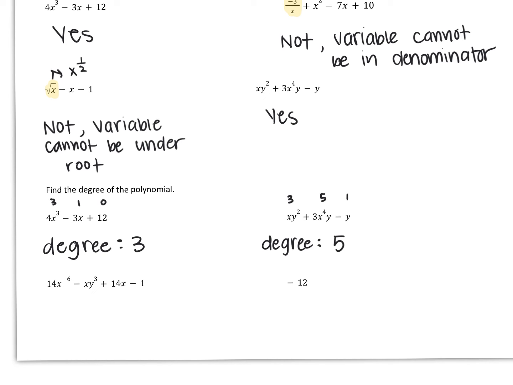Next, 14x to the sixth minus xy cubed plus 14x minus 1. I have a power of 6, a power of 4, a power of 1, and a power of 0. So I have a degree of 6. And my last example, negative 12, is just one term. Constants always have a degree of 0.